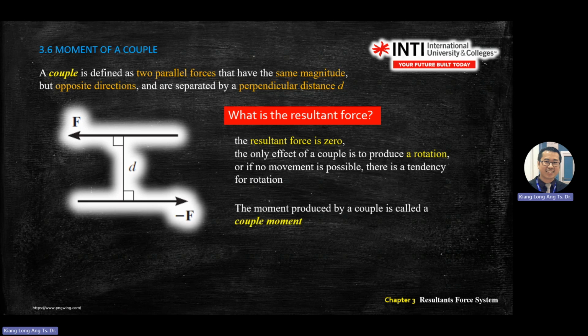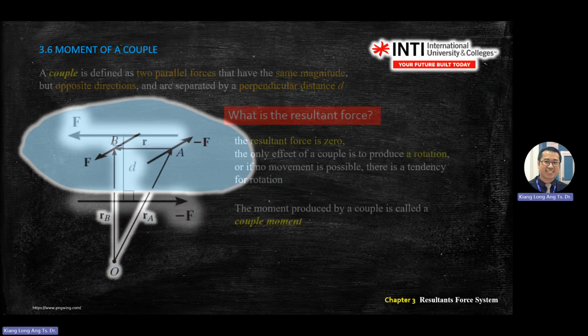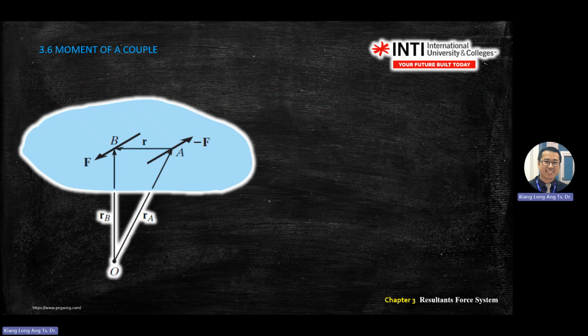So the result of these two parallel forces, parallel but in different directions, will create a couple moment. For example, take any forces acting on a blue body like you see here, at the two locations A and B. These two forces go parallel but in different directions. It must be parallel and in different directions, and it will create a couple moment.